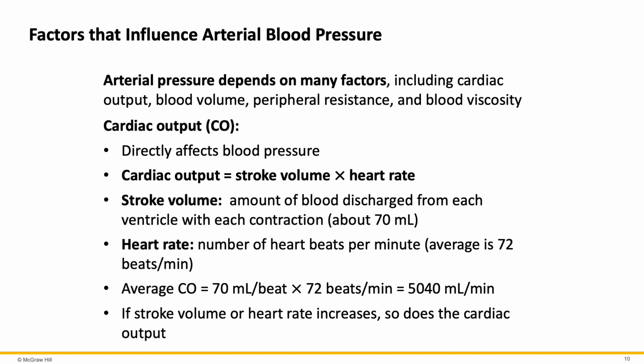The normal stroke volume is around 70 milliliter, and the normal heart rate is around 70 to 75 beats per minute. So if you do the math, the cardiac output is almost equal to 5 liter, and that's the entire blood volume. So our heart pumps the entire blood each minute.